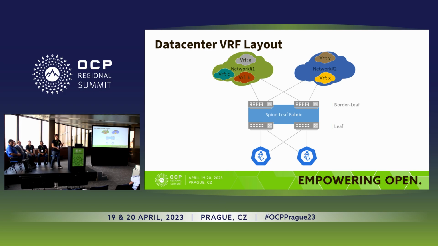And then the spine-leaf fabric is in the middle. At the end, we have the leaf where the worker nodes are connected. In this picture, you can see just 4 connections, but in reality, every worker node is connected 4 times 25 gigabit to at least 2 switches.